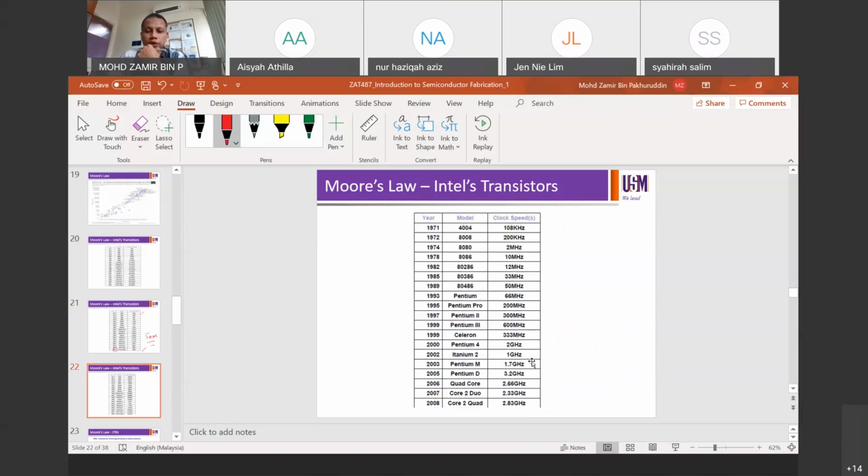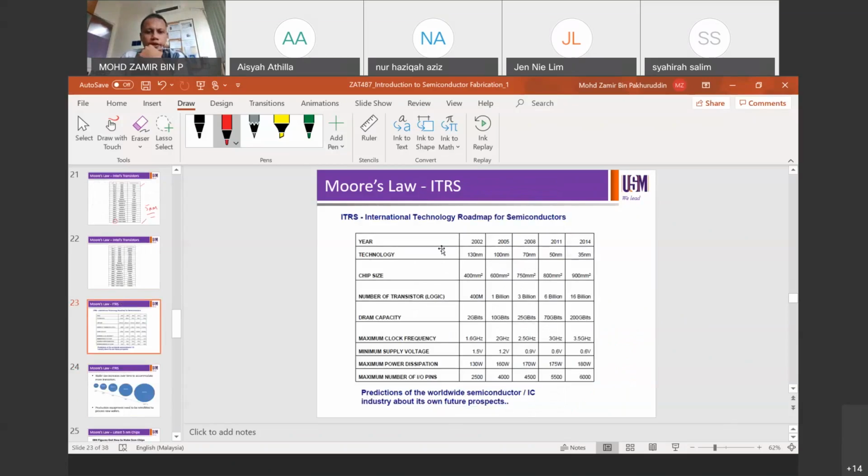This is the clock speed, the very same thing but in different parameters. We are now up to almost 3 gigahertz, right? You can see the summary table here by ITRS. If you want to see what's going to happen in the future, you can always refer to the International Technology Roadmap for Semiconductors, or ITRS. This is a template formulated by scientists, researchers, and industries worldwide on how semiconductor is going into the future.